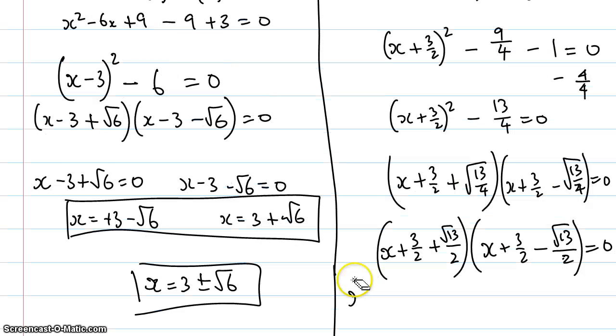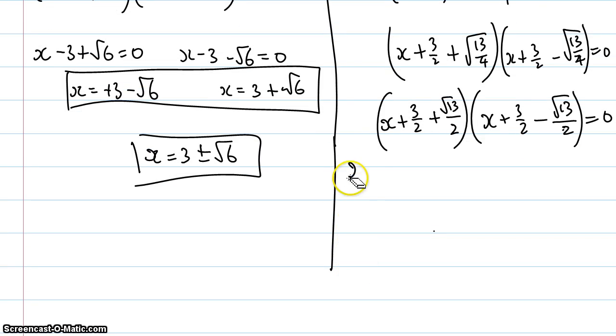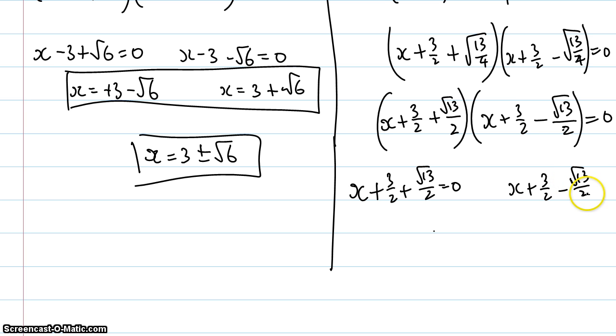Now we can use our null factor law. So I can go x plus 3 over 2 plus root 13 over 2 is equal to 0, and x plus 3 over 2 minus root 13 over 2 is equal to 0. And so now from here I'm going to say that x equals negative 3 over 2 minus root 13 over 2, and x equals negative 3 on 2 plus root 13 over 2.